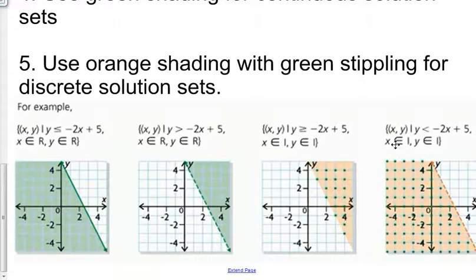Dots. Here I have x and y such that y is less than negative 2x plus 5. X is in the integers, y is in the integers. Here I use an orange dashed line because I do not have equality.